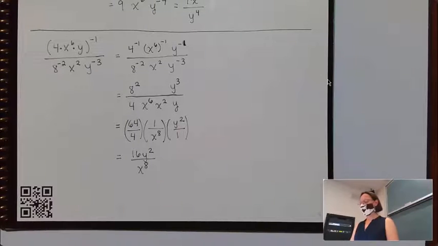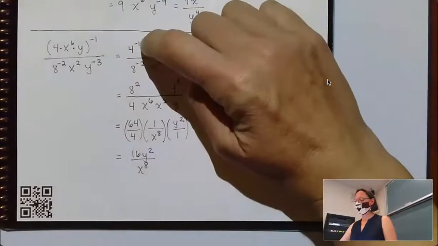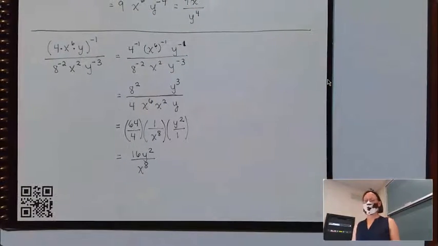Yeah, so for the sake of those on Zoom who maybe didn't hear that, because the 4 to the negative 1 and 8 to the negative 2 have negative exponents, to make those exponents positive, we're like flipping them to the other side of our giant old division bar.